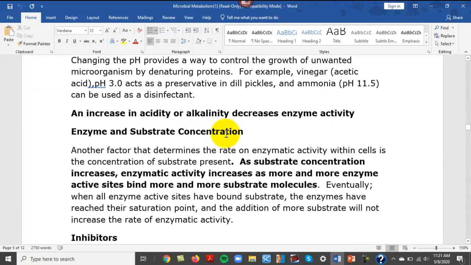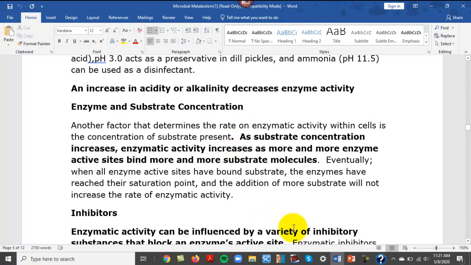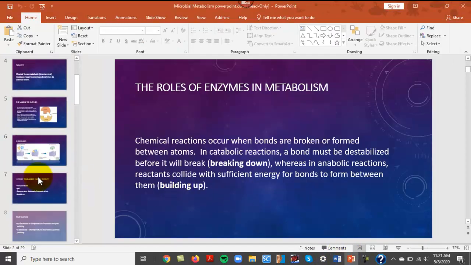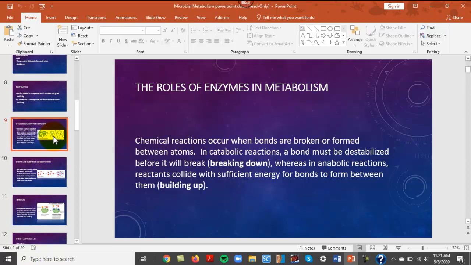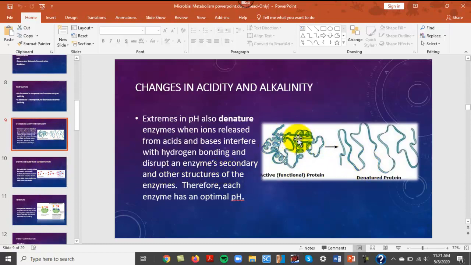Okay, enzyme substrate concentration. And I don't have a diagram for this. Let me go down. I might have one here. So here is a denatured enzyme. See how this was all held together and now it's straightened out. See, that's a non-functional protein.